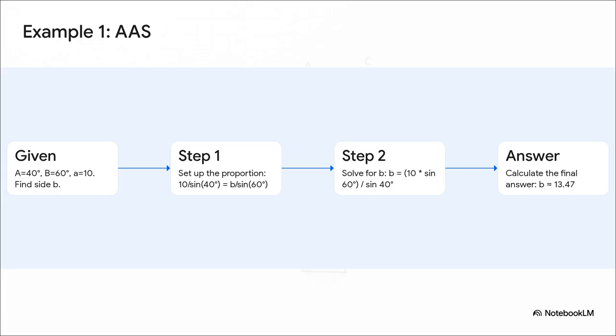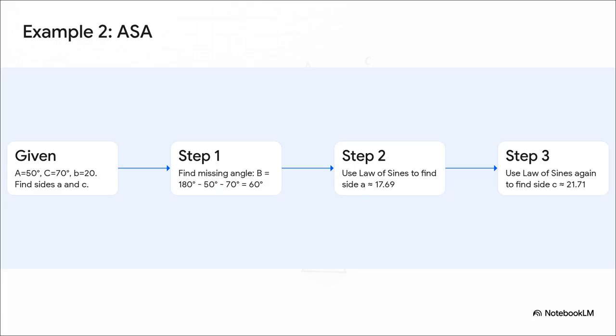See? Pretty straightforward. All right, next up, an angle-side-angle problem. This time we know two angles, but the side we know is the one between them. Now, wait a second. We can't use the formula right away because we don't have a side and its opposite angle paired up. But that's an easy fix.